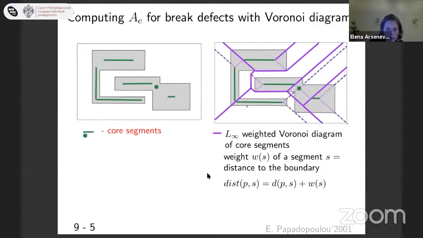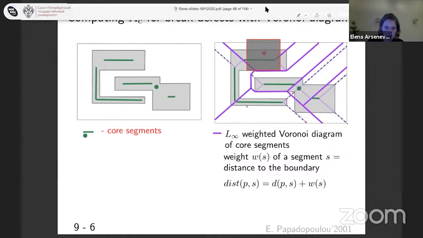If I take any point here, I would like to know what is the minimum size of the defect which will break something if it's centered in this point. And the minimum size of the defect will actually be the weighted distance to the owner of its Voronoi region. So what do I mean by this?